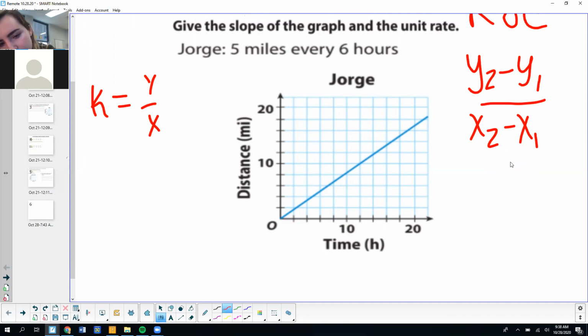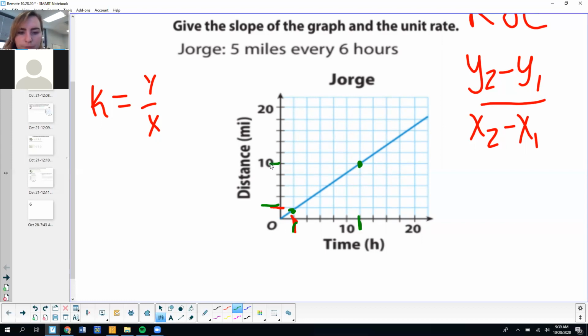So I'm going to look at this point right here. That's going to be my x, and this point right here is going to be my y. The reason I'm looking at these is because right here on our graph is where that line intersects with our y and x axes. Same thing right here. I could pick this point or this point to figure it out.